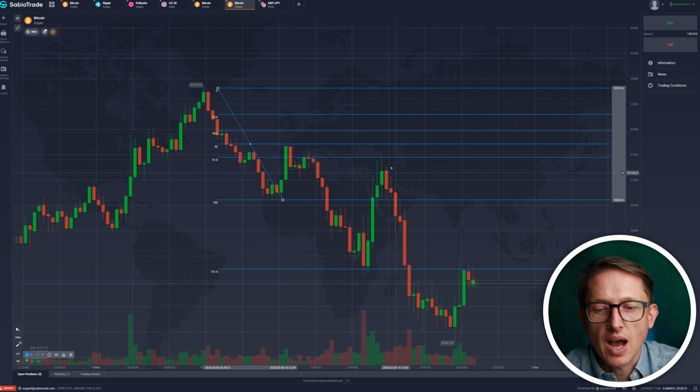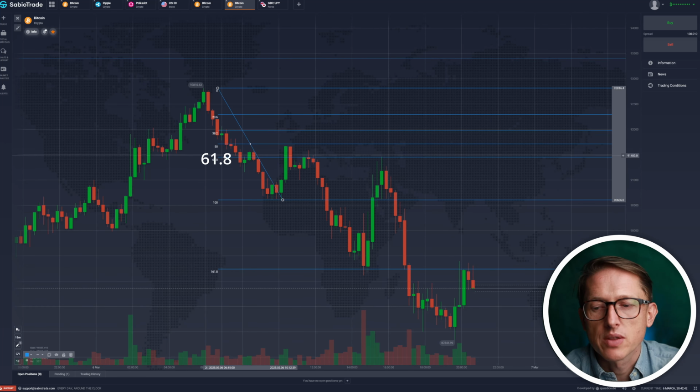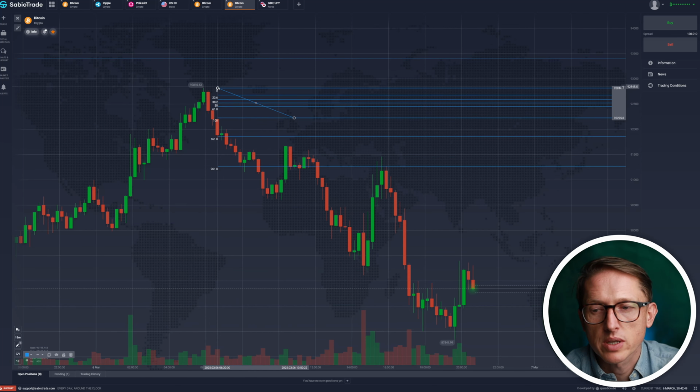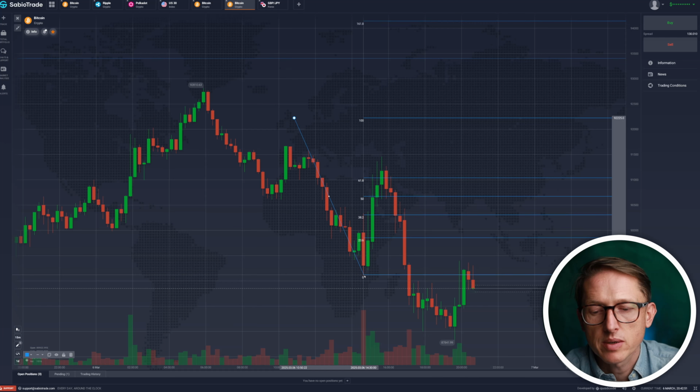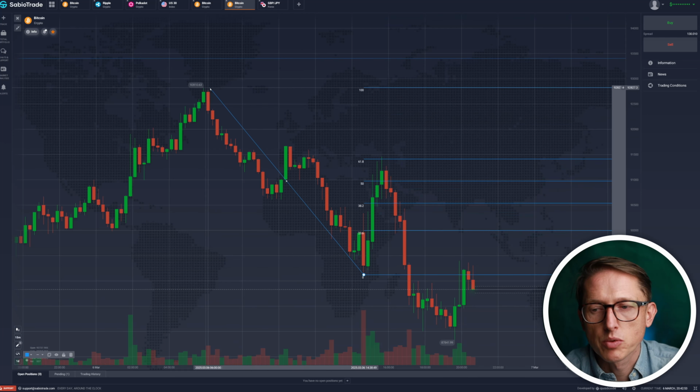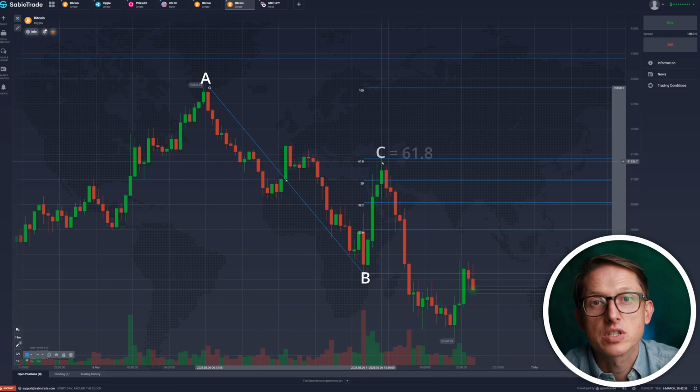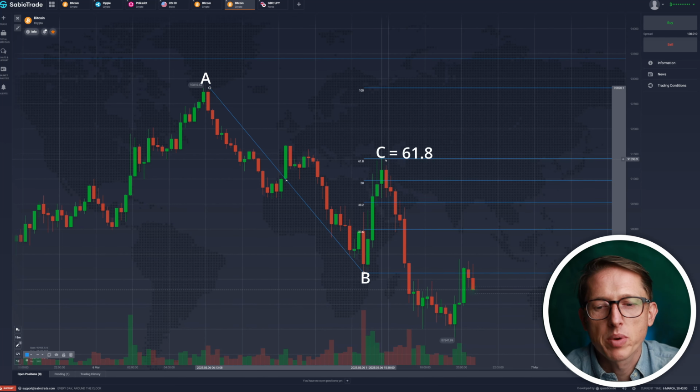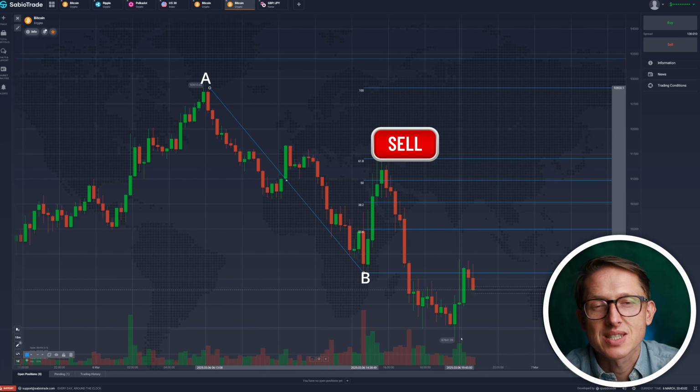What's next? How could you predict this movement? Look to the left, 61.8. But is it 61.8 of this whole movement? No, this is actually reversed 61.8 from this movement. But if we want to calculate this whole movement here, we need to put it properly. So A, B, and we've got our point C. That's when we are opening the position and we are selling.